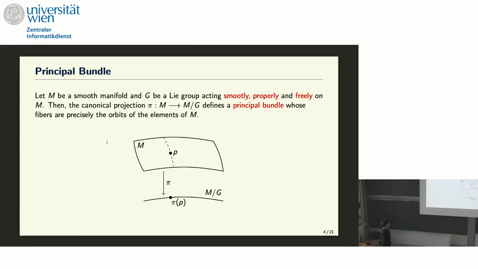bundles. Okay, so let M be a smooth manifold, and let G be a Lie group that is acting on M in a smooth, proper, and free way. Then the canonical projection, which is simply the quotient map that associates to a point its equivalence class, defines a principal bundle whose fibers are simply the orbits of the elements of my manifold under the group action.